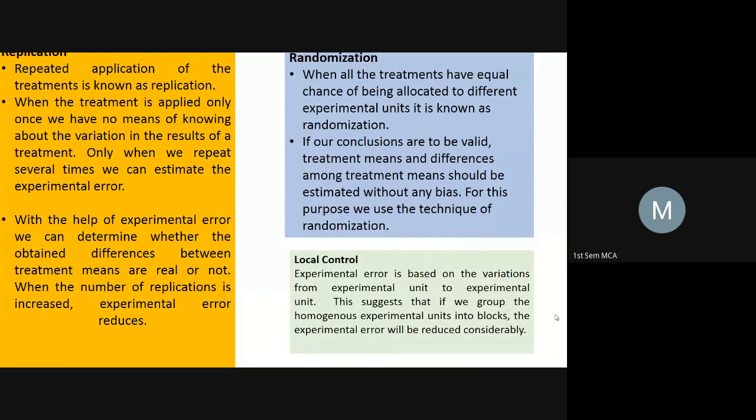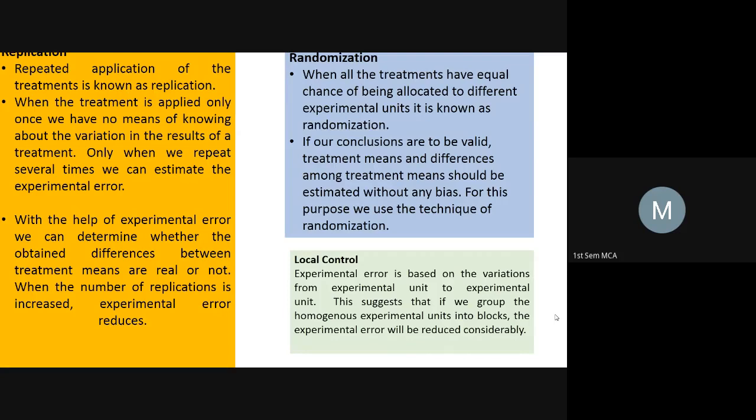So when the treatment is applied only once, we have no means of knowing about the variation of the results of a treatment. Suppose, for example, you are selecting an institution based only on, say, placements. That cannot be the only factor, right? There might not be teaching, and you might not get ranks. If you are talking only about placements, that is not the correct way of evaluating the institution. So we have to take multiple parameters to estimate the percentage of experimental error.